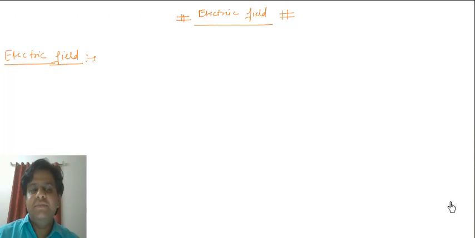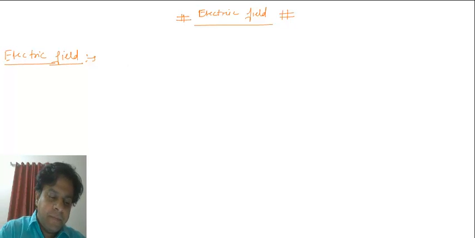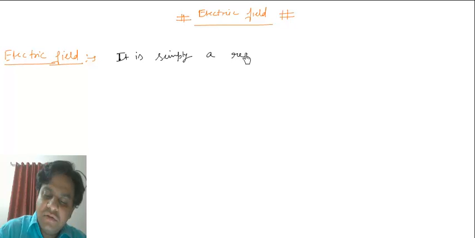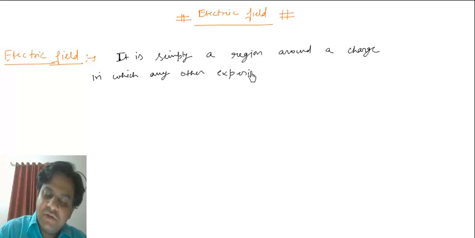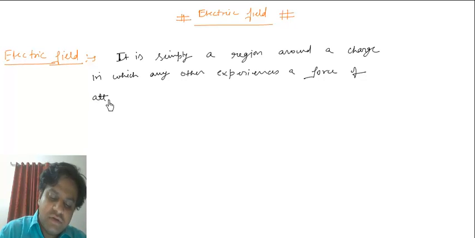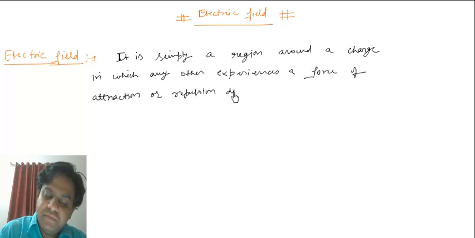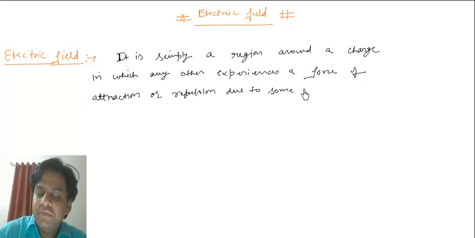and some basic concepts and some basic things related to electric field. So in the beginning, electric field is simply a region around a charge in which any other charge experiences a force of attraction or repulsion due to some other charge.